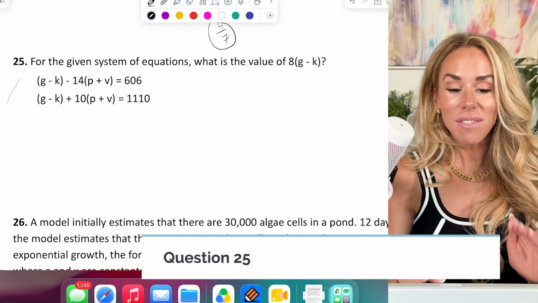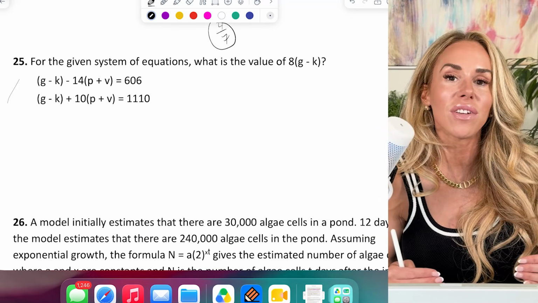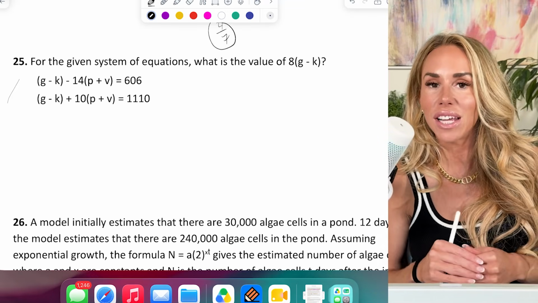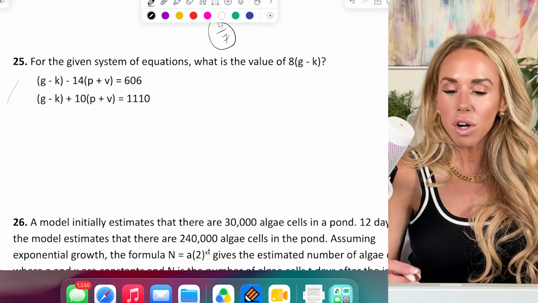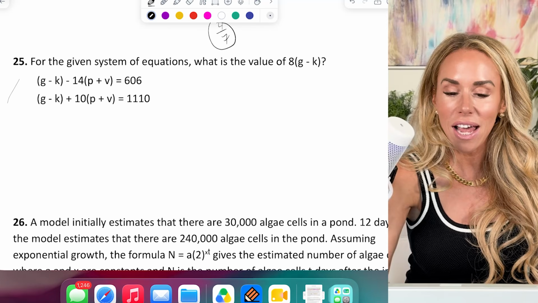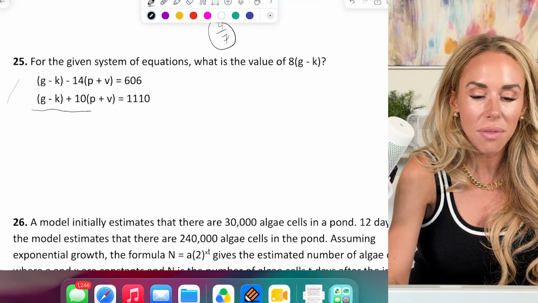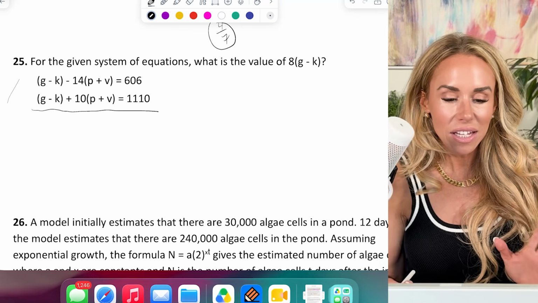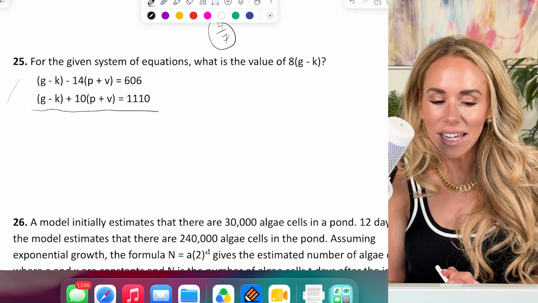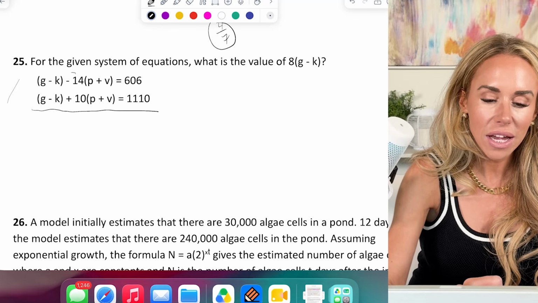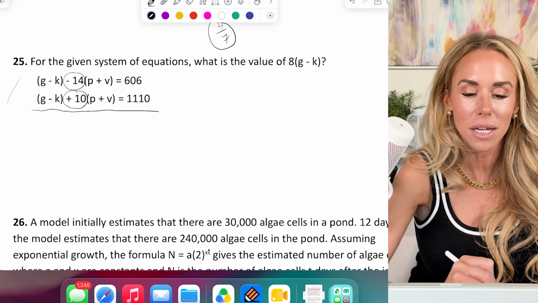All right, guys, we have a system of equations, and this is pretty common on the SAT, where instead of giving you just variables X and Y, they're going to give you binomials as the variables. So when they want to know what's the value of 8g minus k, my goal is to basically add these two lines together and get 8g minus k. Now, I can't do that yet because I have a negative 14p plus v and a plus 10p plus v.